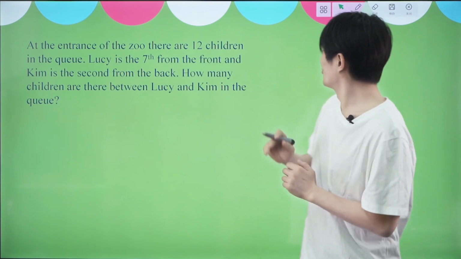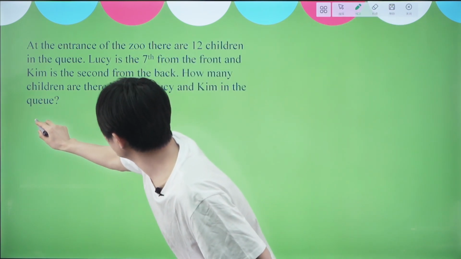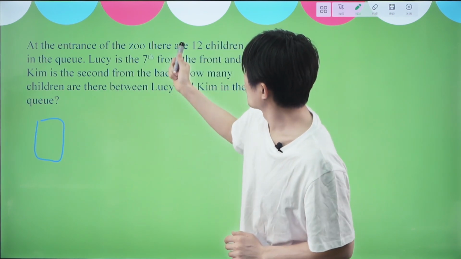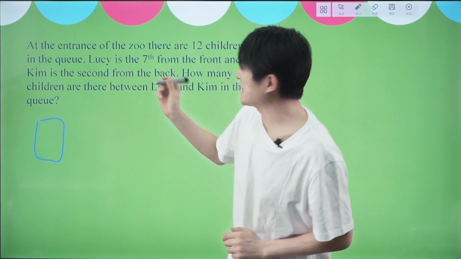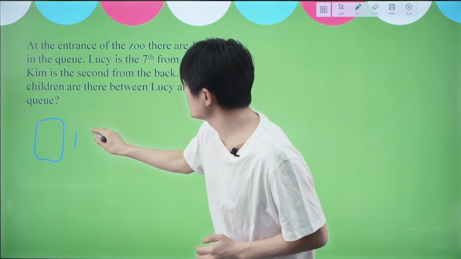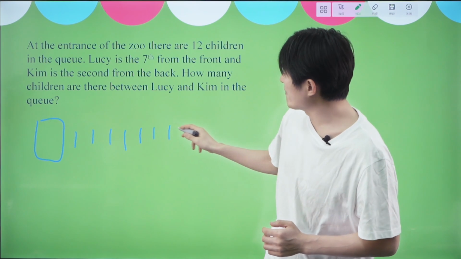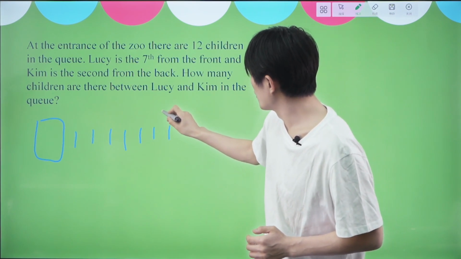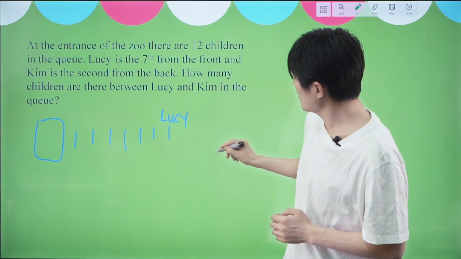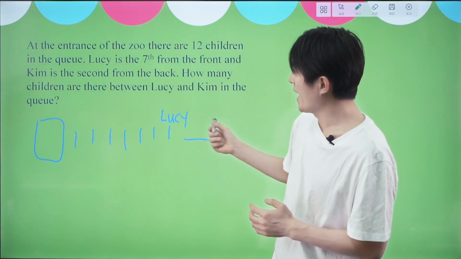So let's draw a queue, right? So first, we notice there is a zoo. This is a zoo. And here we know that Lucy is the 7th from the front. So 1, 2, 3, 4, 5, 6, 7. So the 7th person will be Lucy. And then we don't know how many people are there between Lucy and Kim.